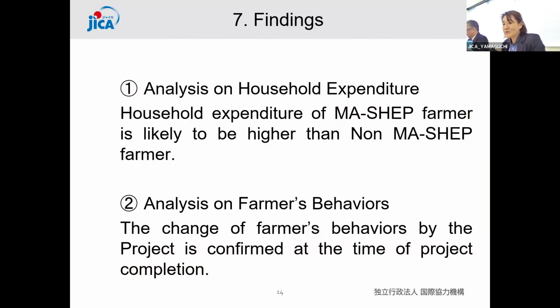So finally, I would like to summarize the findings. First is the analysis of household expenditure. As I mentioned, the household expenditure of SHEP farmers who joined the JICA project and understood the SHEP approach is likely to be higher than that of non-SHEP farmers. However, we cannot strongly say that it is confirmed with statistical evidence. Sorry to say, we cannot say such a thing, but we can see that the SHEP farmers' household expenditure is slightly higher than non-SHEP farmers'.